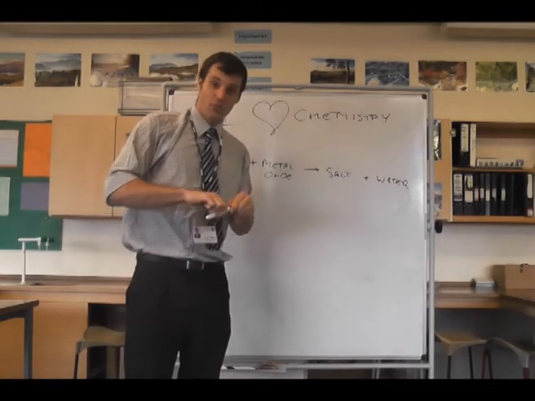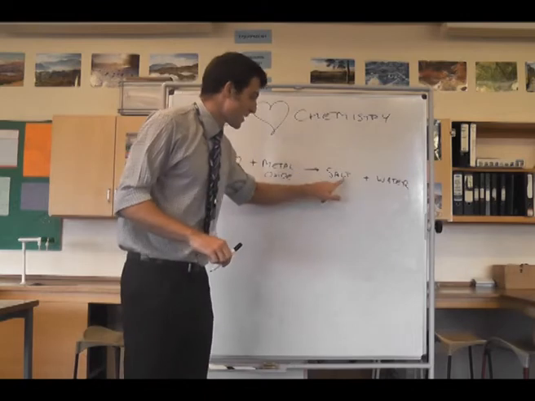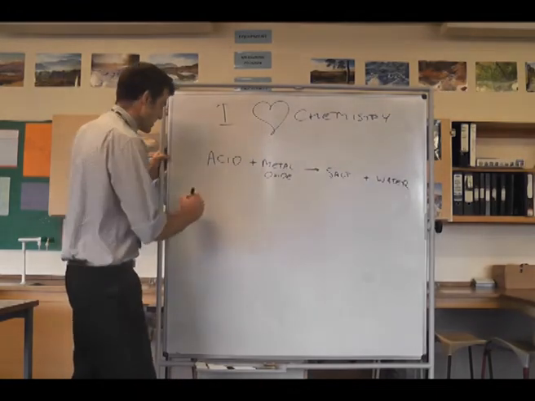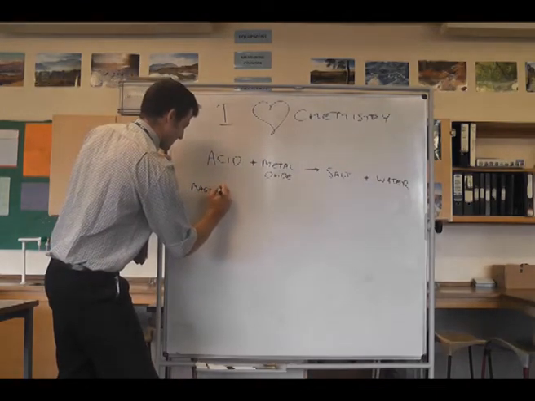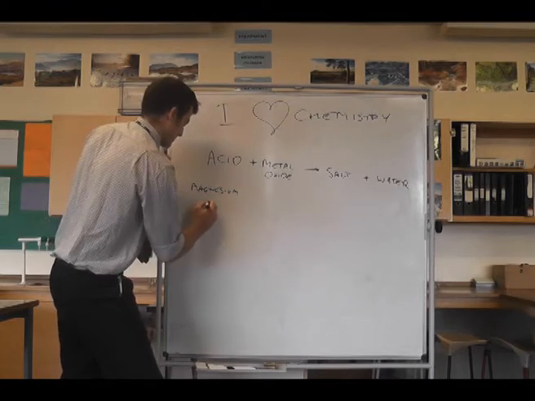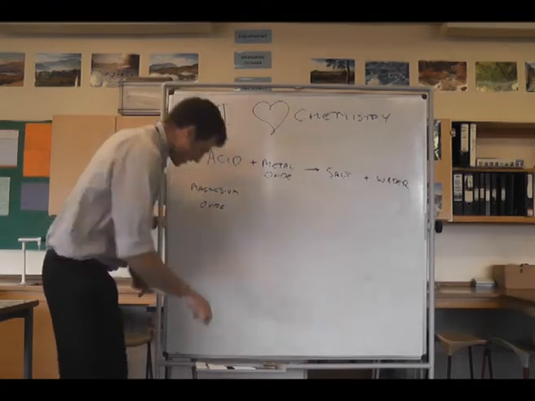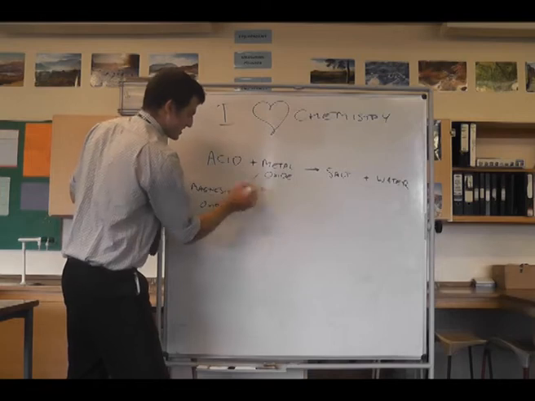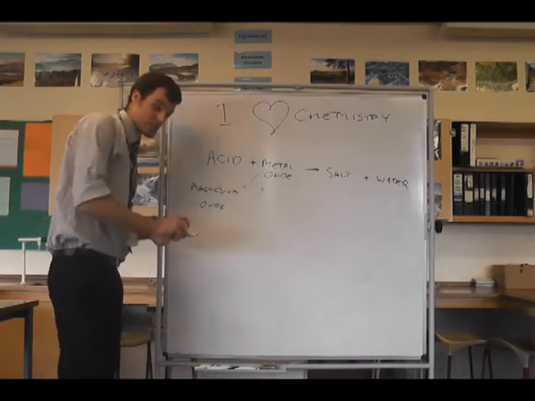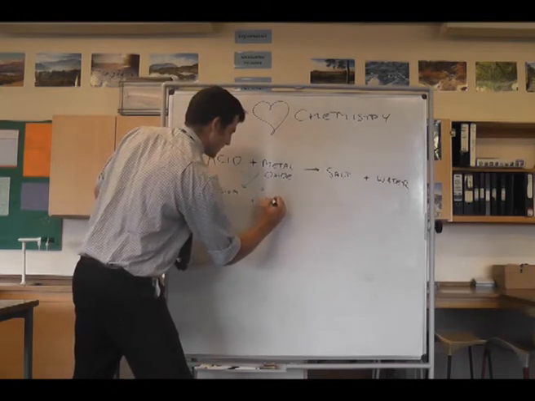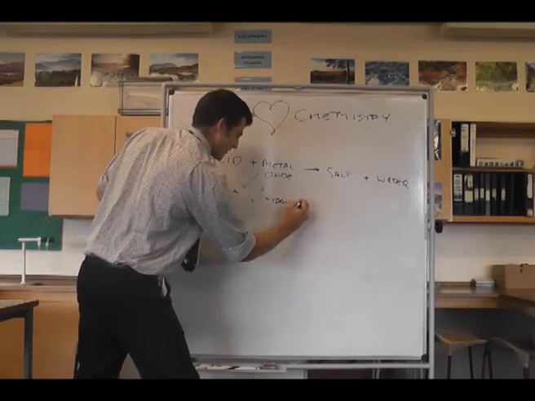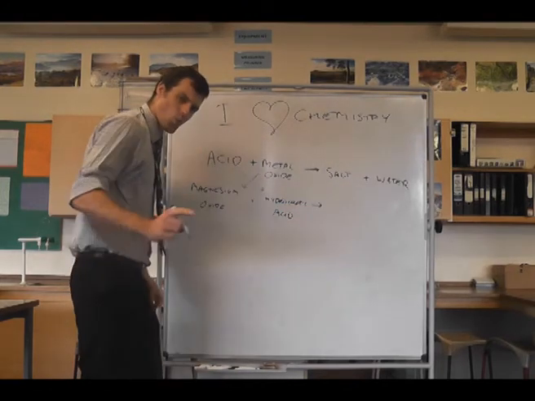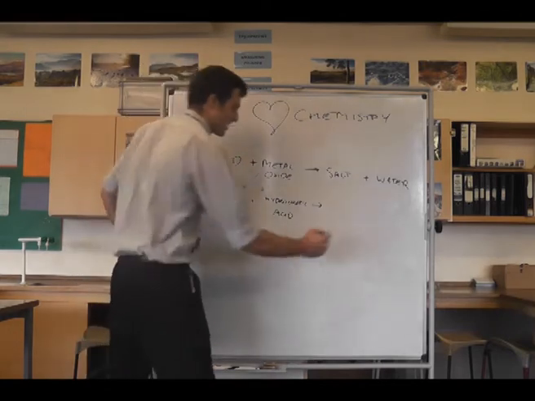So the first example we're going to look at is an acid plus a metal oxide making salt and water. For an example, this could be magnesium oxide, which I've very confusingly not put under the metal oxide, but that is the metal oxide. Now our acid could be, let's have hydrochloric acid. And we're going to make a salt and water.